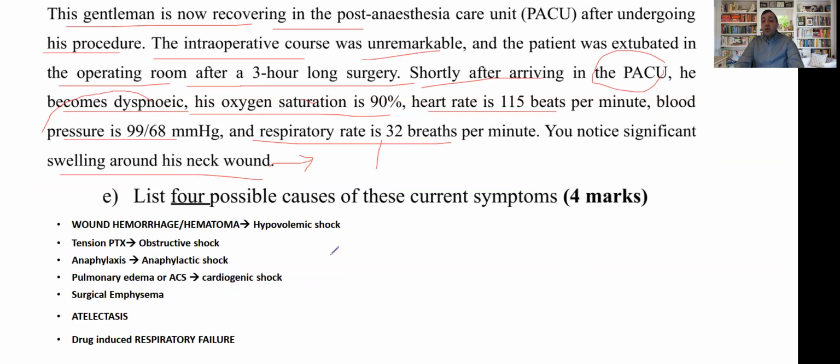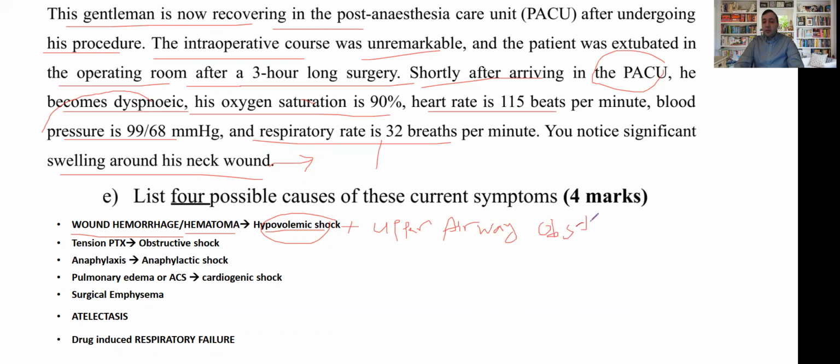List 4 possible causes of this current presentation. At the top of the list, you have to mention what? Wound hemorrhage and hematoma. This is very important. This hemorrhage can lead to hypovolemic shock because of bleeding, and it can lead as well to what is called upper airway obstruction. So you have to mention hypovolemic shock because of bleeding, and upper airway obstruction.